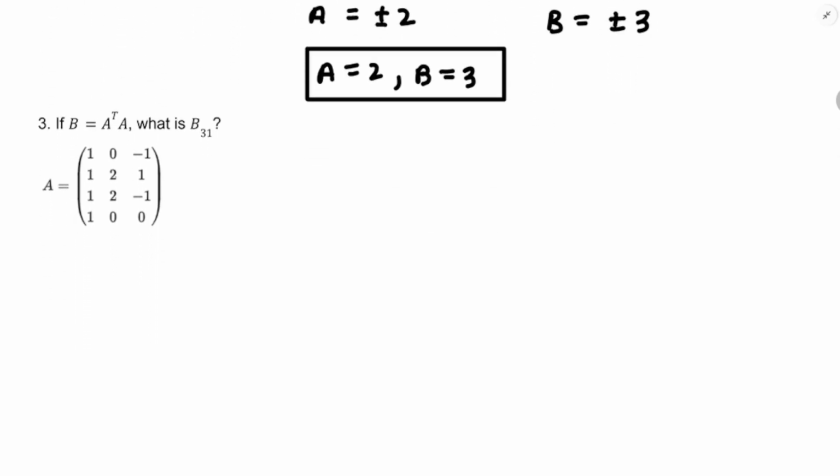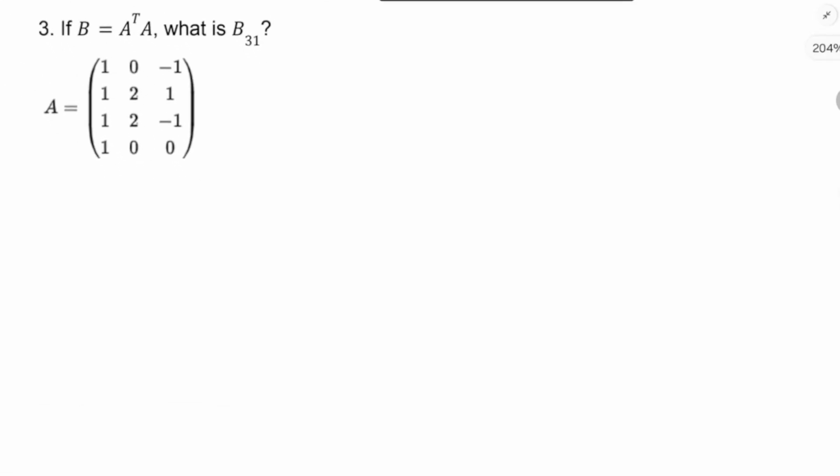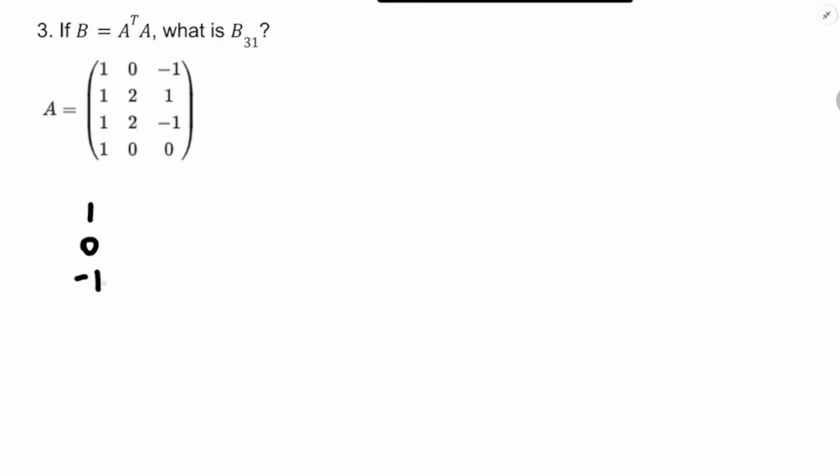All right. Now, number 3. B equals A transpose A. What is B, the third entry first column? Pardon me, third row first column. All right, and so A transpose A is going to be, well, rows become columns. So 1, 0, negative 1, 1, 2, 1, 1, 2, negative 1, and 1, 0, 0.